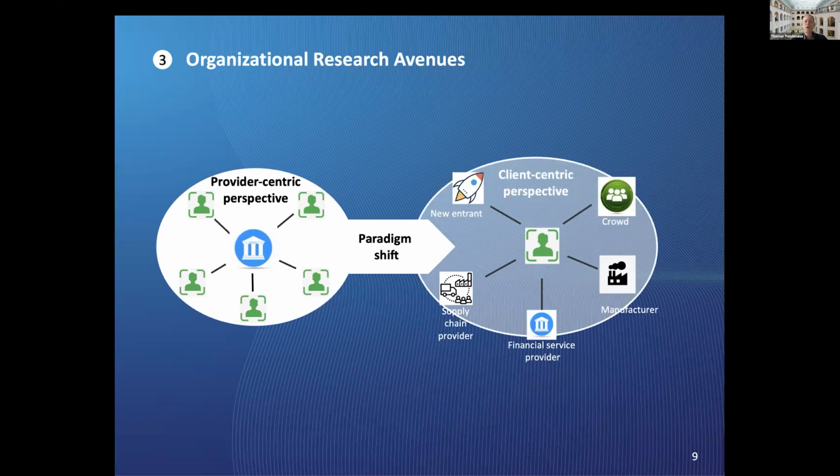If we go to the more organizational questions, then we could see a clear shift from the provider-centric perspective to the client one. We talked about this changing consumer behavior already. So now we have the situation that it's not only the incumbent banks that are around and provide services, but we also have the startups as new entrants. We also have the manufacturers and the supply chain providers in which all these new services are embedded as well. So this is a very new field, and there is a shift going on. It's really a paradigm shift that is very much driven also by digitalization.